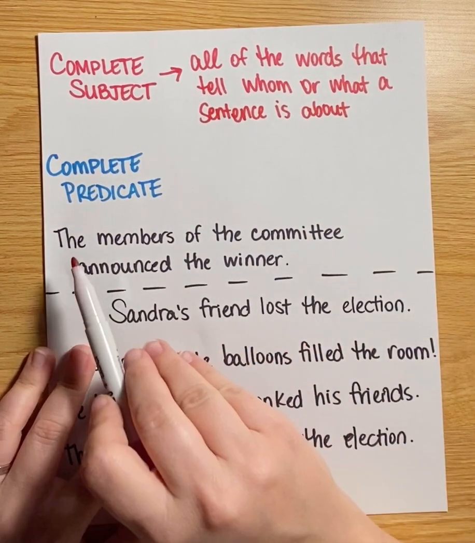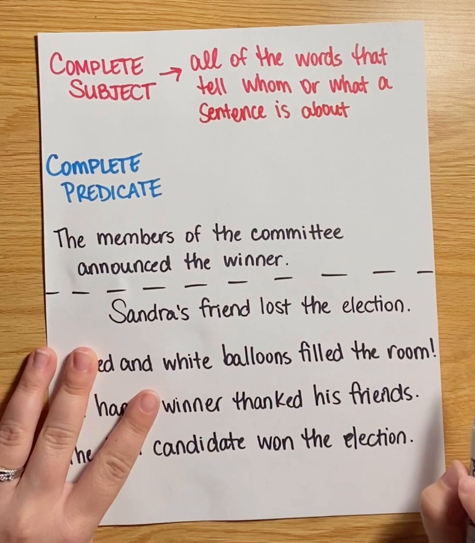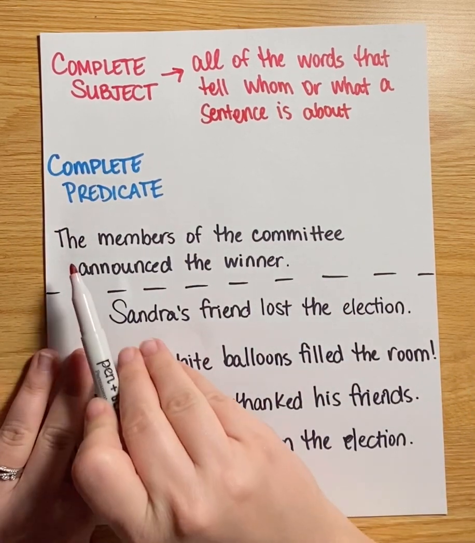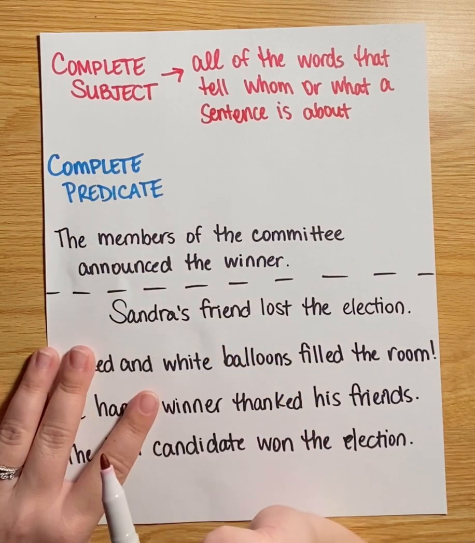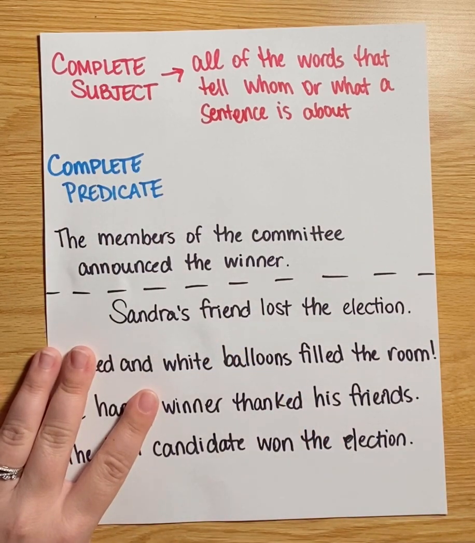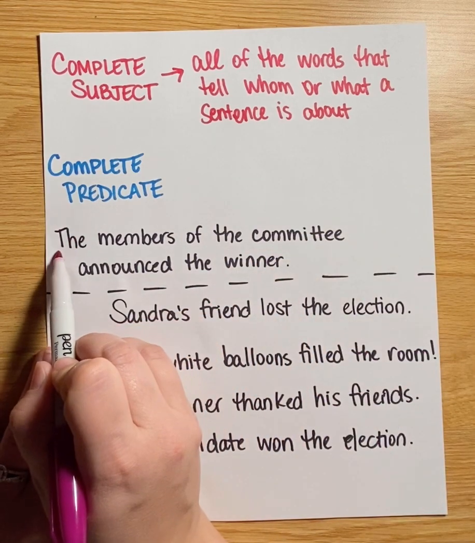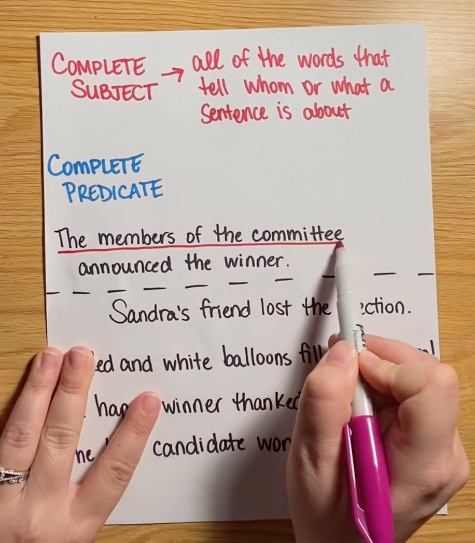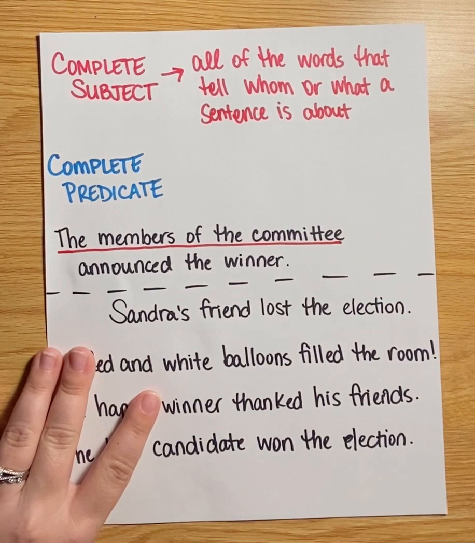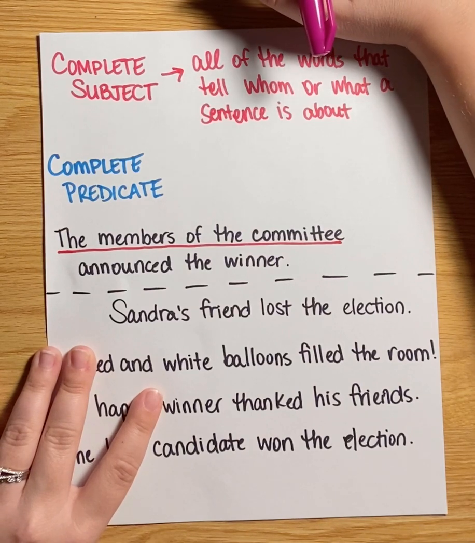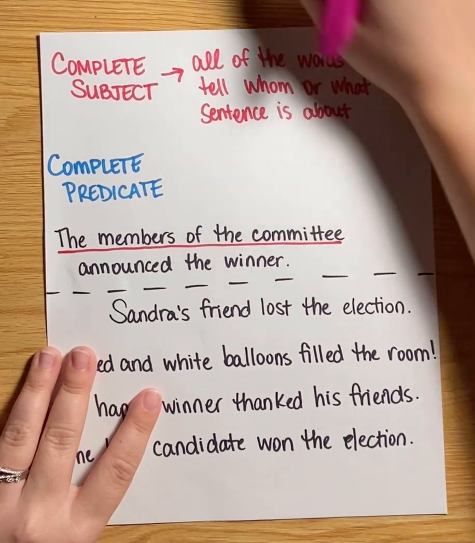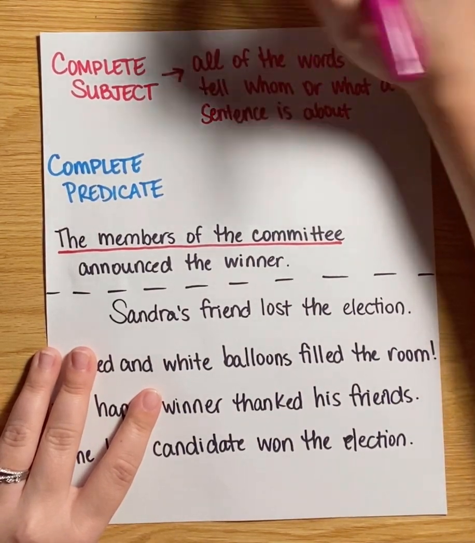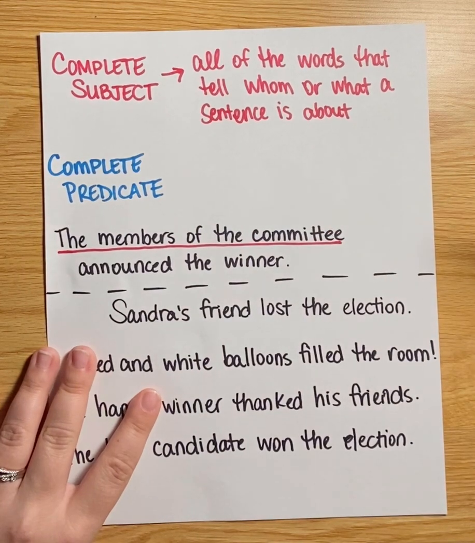If we look at the sentence here, the members of the committee announced the winner. Usually, a couple weeks ago, we would just say the members, right? That's all that we're talking about. We're talking about the members. But when we're talking about the complete subject, we're actually going to talk about the members of the committee, okay? That's all the pieces of our complete subject. We need all of those words to get a full view of the sentence. That's who we're talking about. The complete subject is the members of the committee.